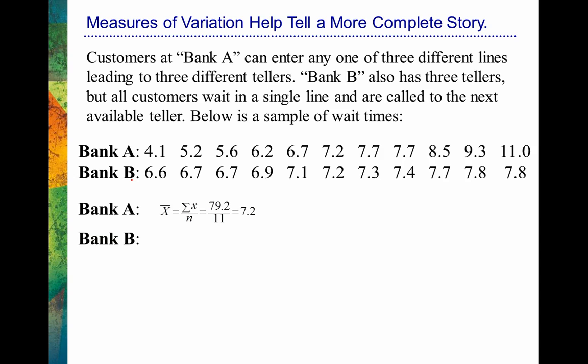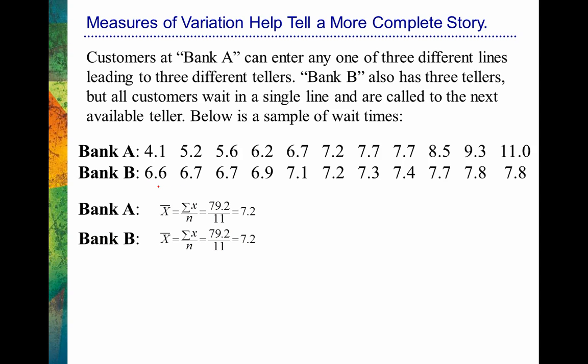All right, let's compute the average wait time for Bank B. Again, I'm just going to add up all these values and divide by the number of values. Again, there are 11. Well, check this out. When I add those up, the wait times again equal 79.2 minutes, divided by 11. So the average wait time would be 7.2 minutes. So the means are the same. But when I'm looking at this data, I think the data is telling a different story.